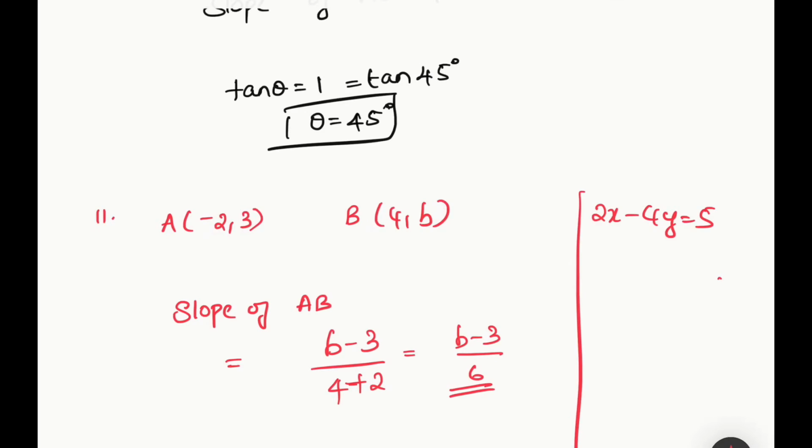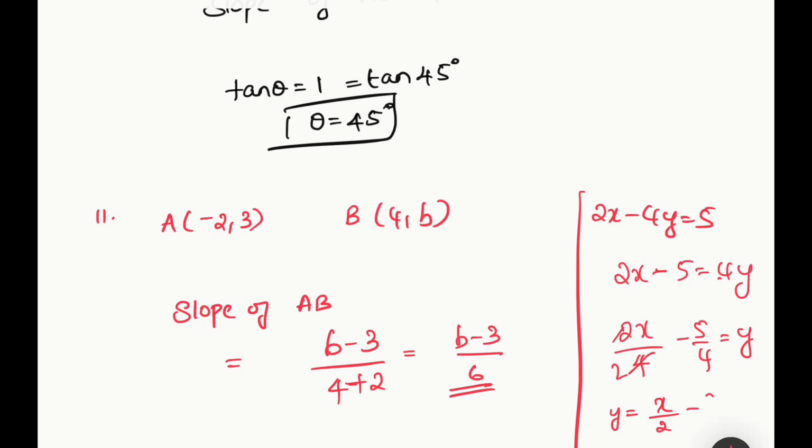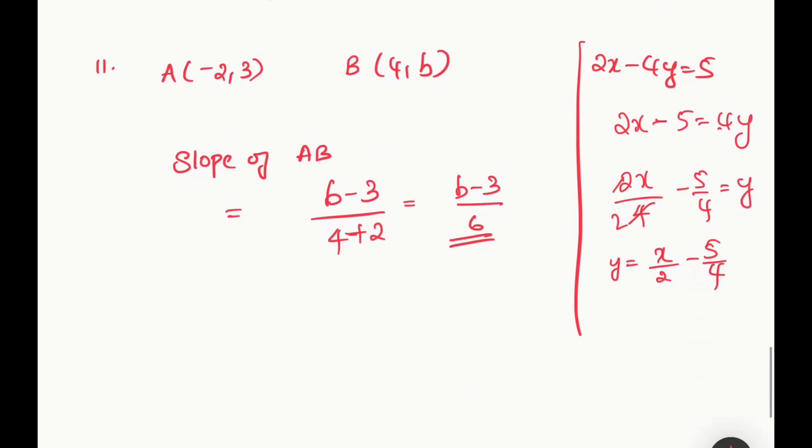And what is the slope of this line? 2x - 5 = 4y. So 2x/4 - 5/4 = y. So you'll get it as y = x/2 - 5/4. So here you get slope equal to 1/2.